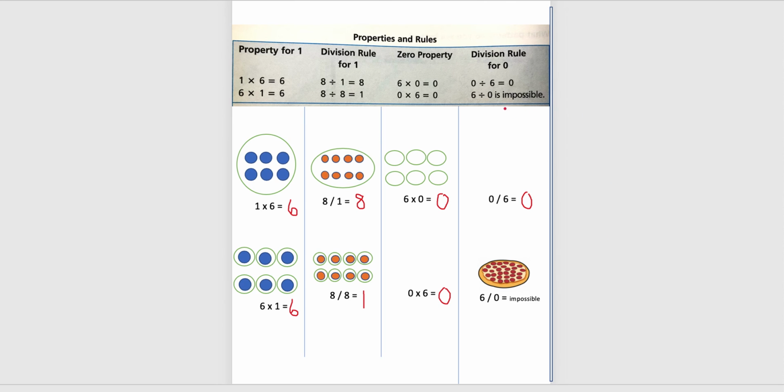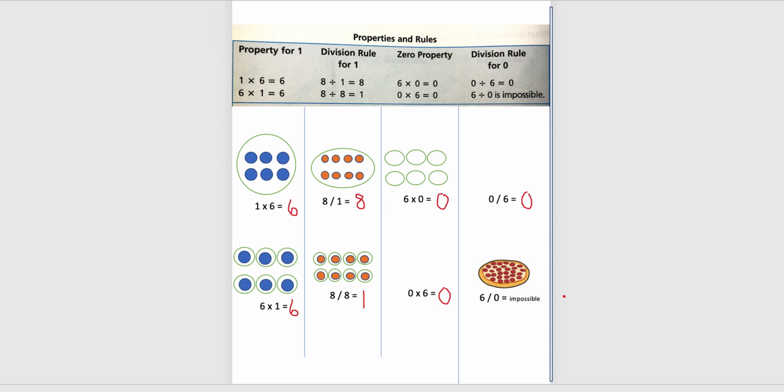But if we have 6 divided by 0, that would mean that we have 6 dots putting into groups of 0. I want you just to listen very carefully. Let's think that we have a pizza. If we have a pizza and we want to put it into groups of 0, how would we be able to do that? Let's go back to when I talked about division.